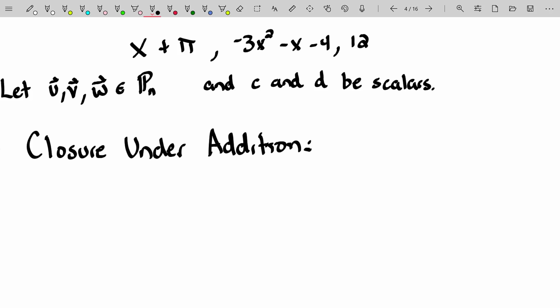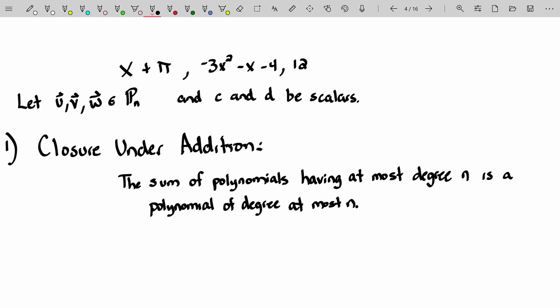When I add two polynomials, the result will be a polynomial. Moreover, they don't gain power when you add polynomials. They may lose power. For example, x squared plus a negative x squared becomes 0, so it becomes a 0th degree polynomial, but they'll never gain power when you add polynomials. So the sum of polynomials having at most degree n is a polynomial of degree at most n. Therefore, we have closure under addition.